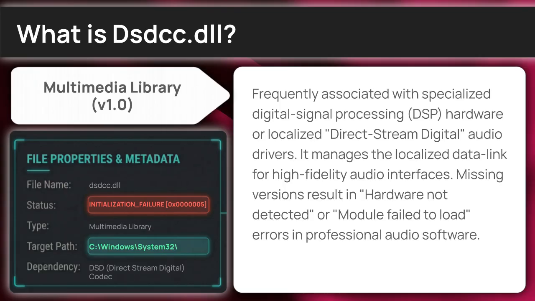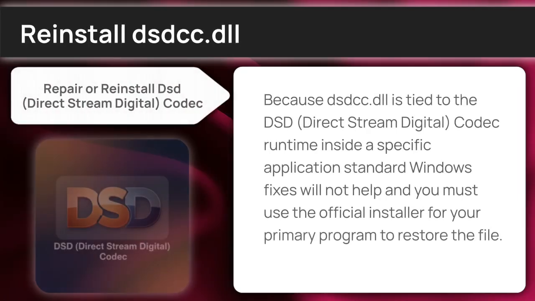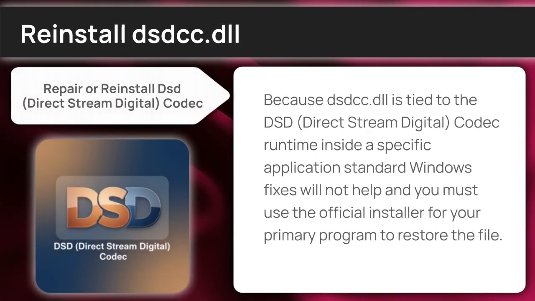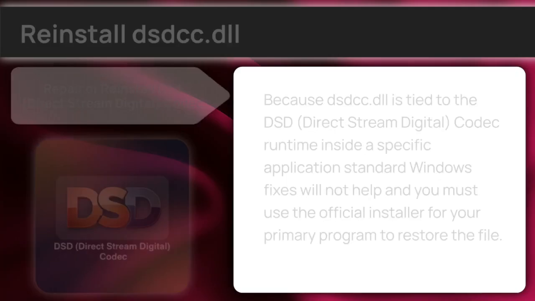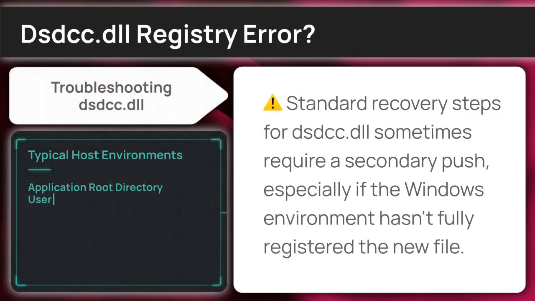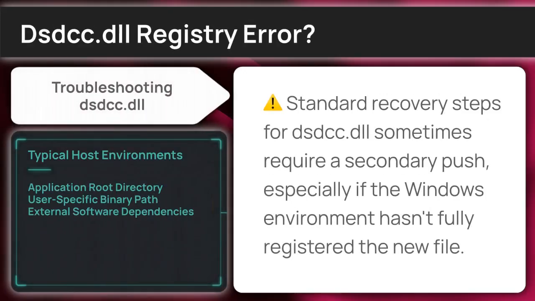With that context in mind, our first logical step is a clean reinstallation. Because the Dsdcc module DLL is tied to the DSD, Direct Stream Digital, codec runtime inside a specific application standard, Windows fixes will not help, and you must use the official installer for your primary program to restore the file. If you are still encountering the error after following the official setup, it's time to investigate the underlying system architecture.